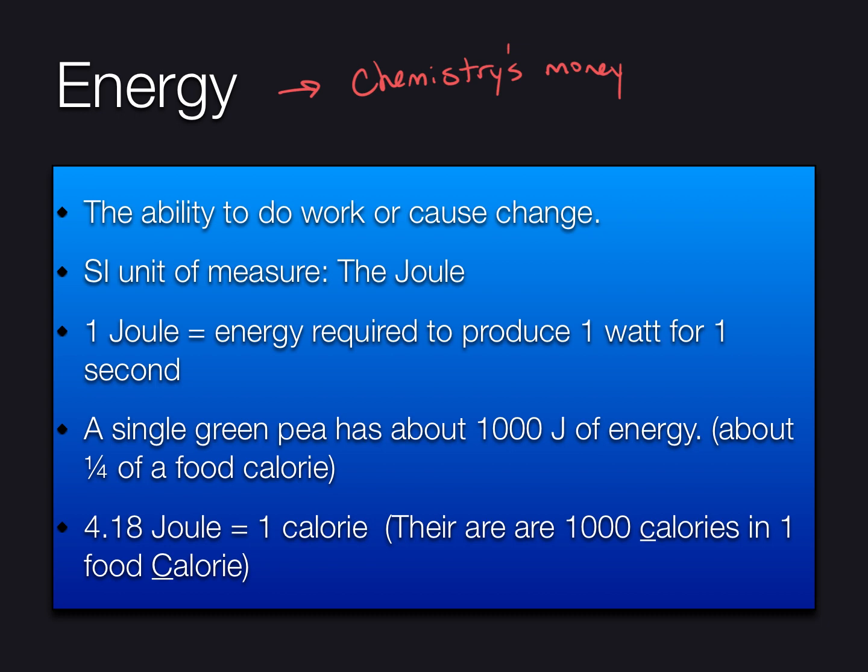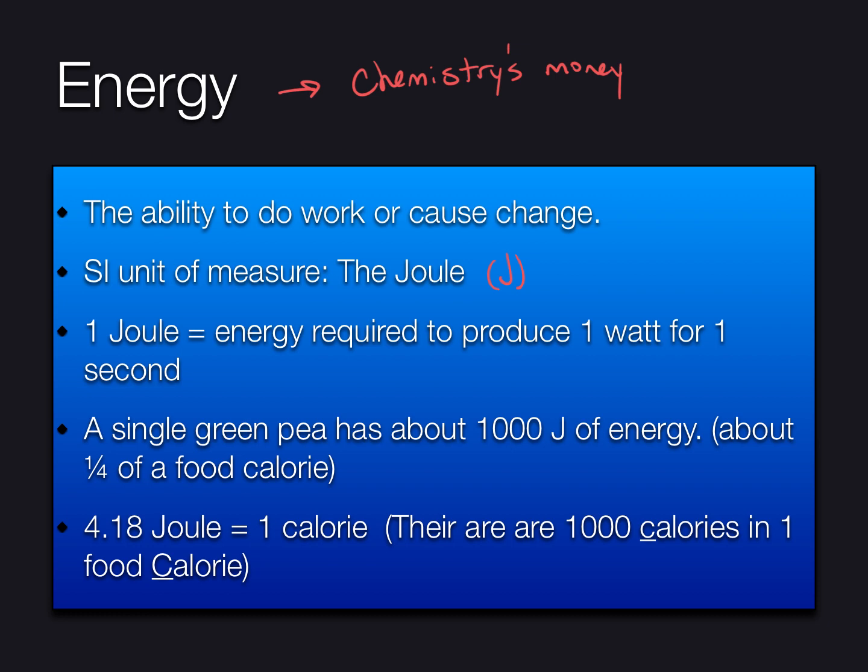It is measured in a unit called the joule. That's capital J. And so when you abbreviate the unit for energy, you use the capital J for joule. In truth, a joule is not a lot of energy. It's the energy required to produce 1 watt for 1 second. Watts are a measure of power, and so joules are the energy of power for 1 second. It's a very small amount of energy, in fact. To give you an idea, one single pea has about 1,000 joules of energy in it. And so we don't really ever use individual joules when we're counting.